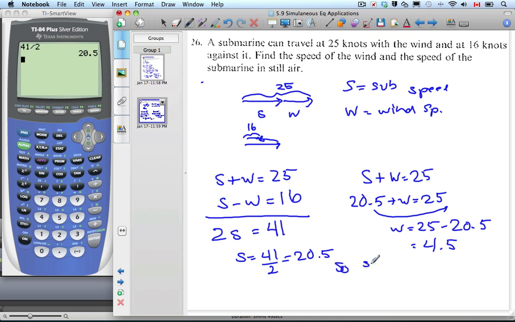So, sub speed is 20.5 knots. Don't forget my units. And my wind speed is 4.5 knots. And that's the end of this one.